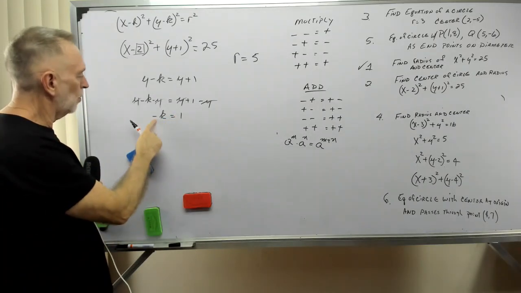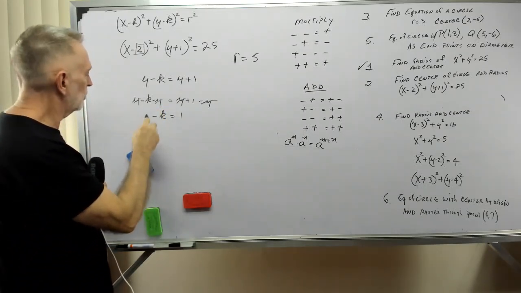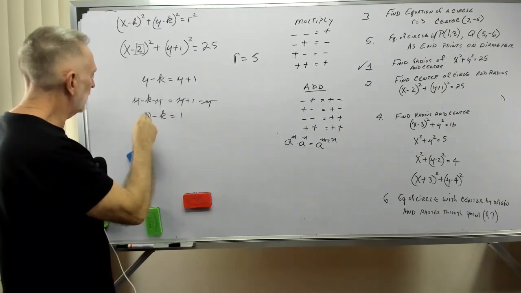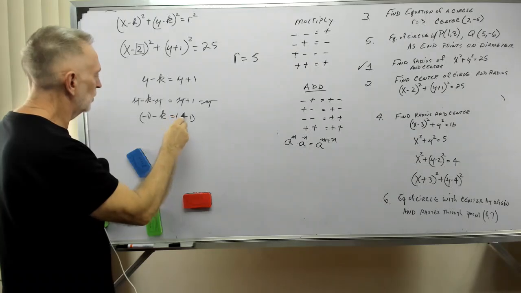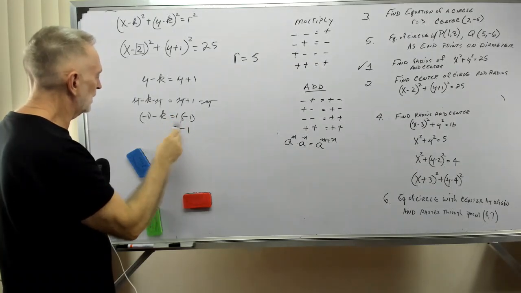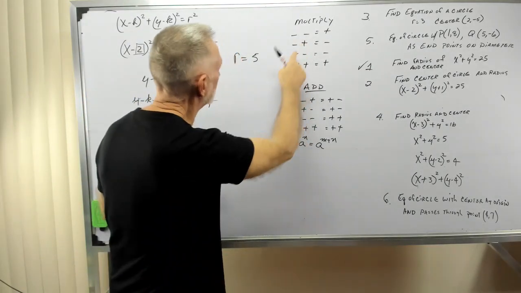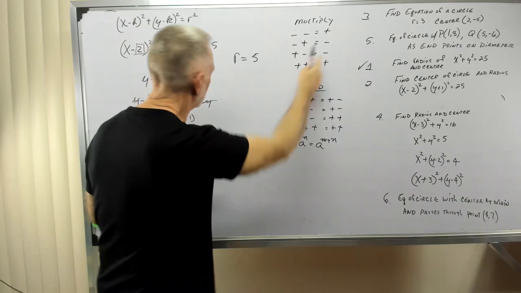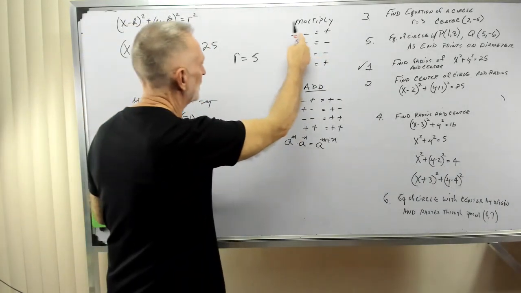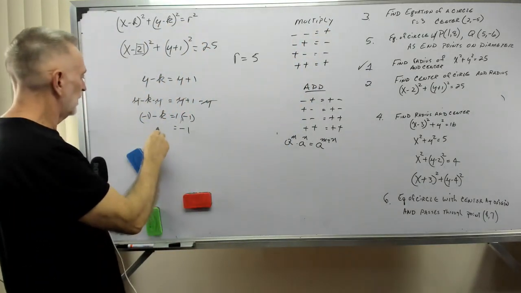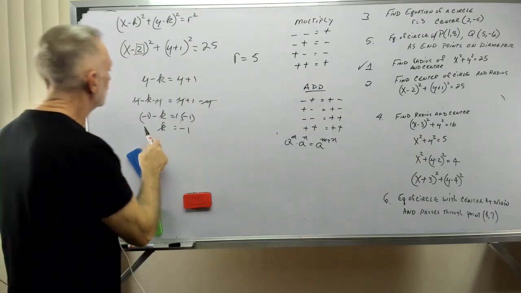I don't want to know what minus k is. I want to know what k is. So I'm going to multiply both sides by negative 1. So 1 times negative 1 gives me negative 1. Positive times a negative equals a negative. So I have a negative 1. Negative times negative is a positive. I have a positive k. k equals negative 1. All right.